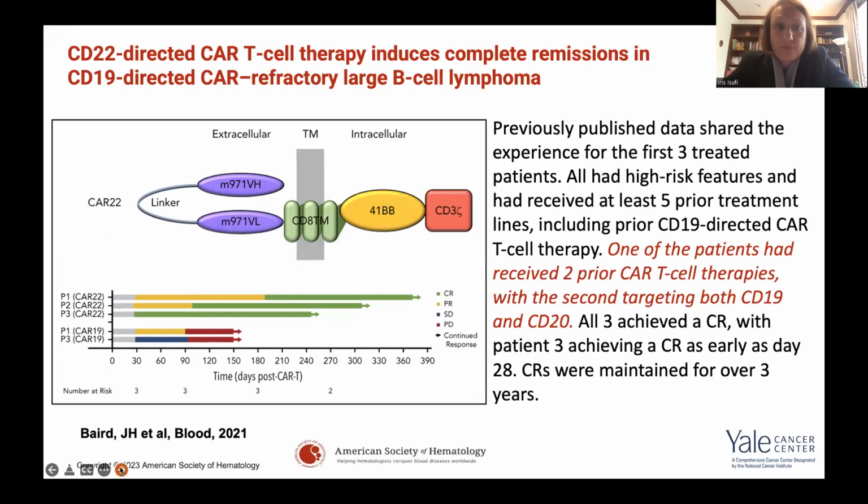And so this was a study from Stanford that looked at CD22-directed CAR T in patients who had previously received CD19-directed CAR T-cell therapy. This was initially published in Blood, where they treated 3 patients who had all high-risk features with 5 prior lines of therapy, including CAR T. In fact, one of the patients had commercial CAR T targeting CD19, and then also a bispecific CD19 and CD20 CAR T, and had relapsed. And all of those patients achieved a complete remission with a CD22 targeted CAR T.